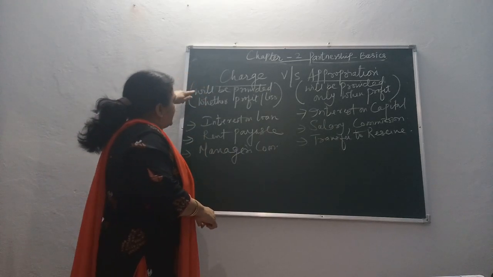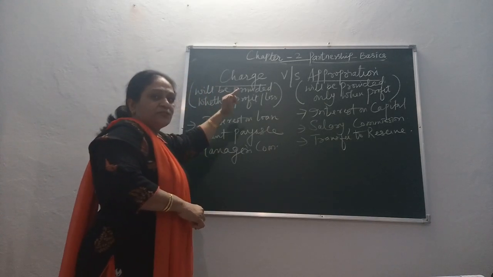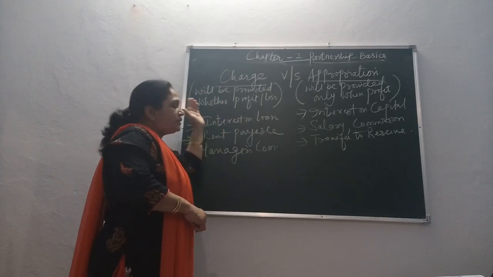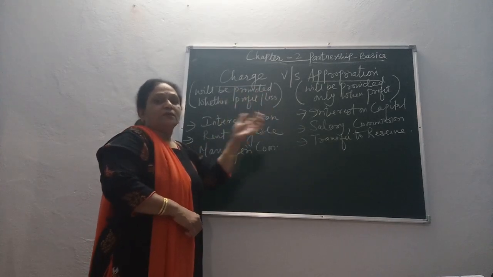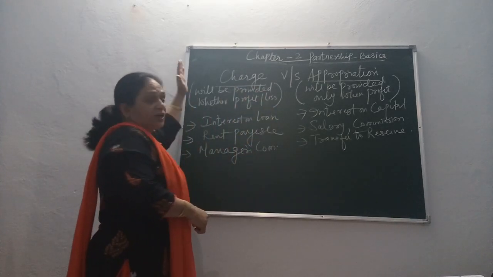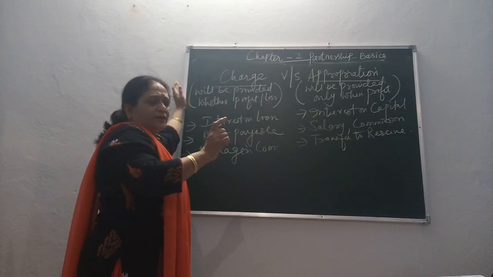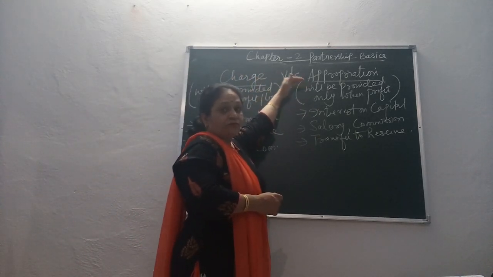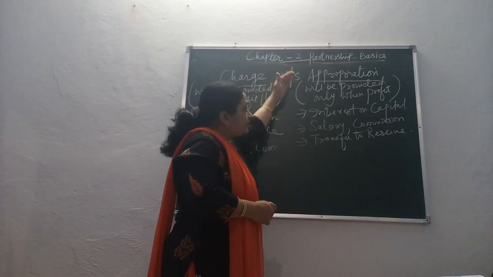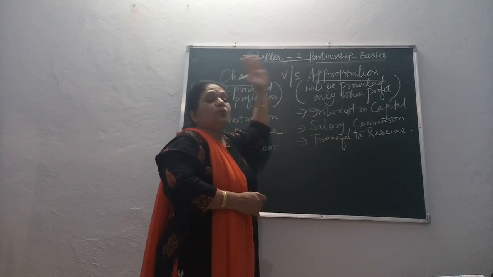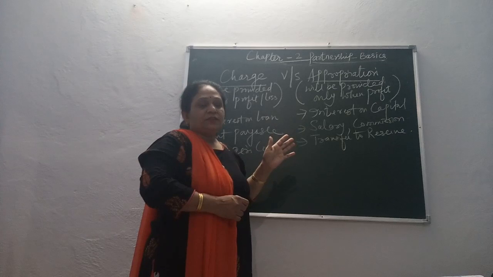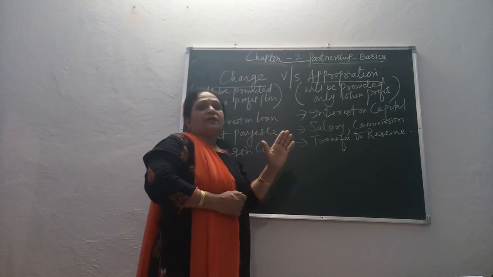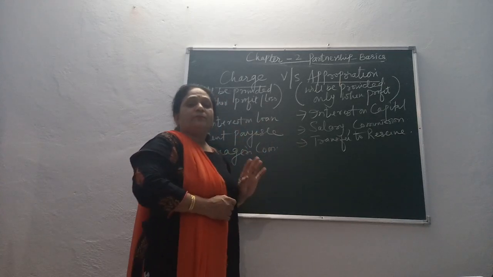Charge means this expense will be provided whether the firm gets profits or incurs a loss. So it is a charge that it will be provided whether there is a profit or a loss. And appropriation means this expense will be provided only when the firm earns profits. In case of losses, it cannot be provided. Though it is provided in the deed, it cannot be provided.